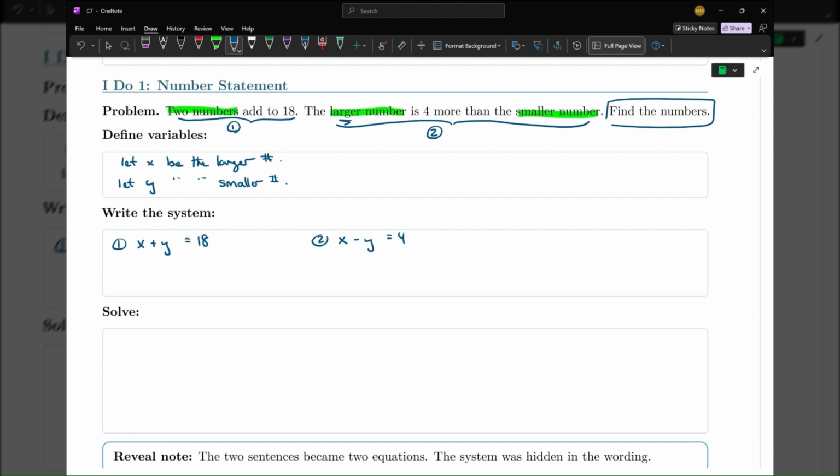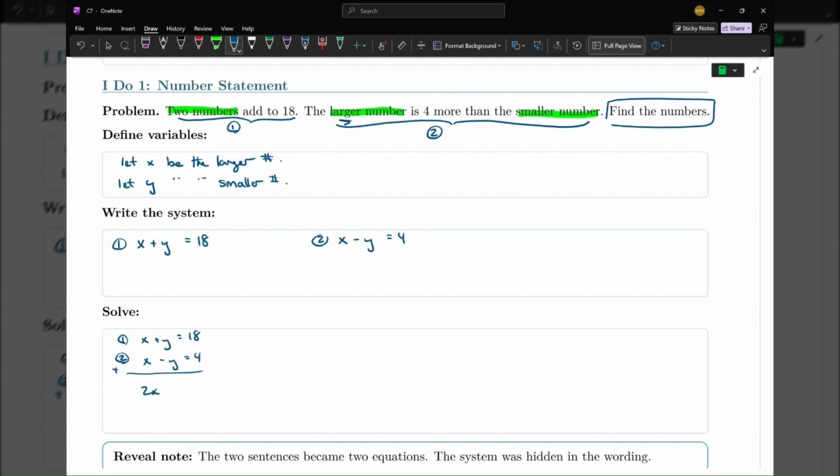So for me, this is a really easy system. Elimination or substitution is good. This is prototypical elimination though, right? So to solve it, I'm just going to put equations 1 and 2 on top of each other. Equation 1 again was x plus y is 18. Equation 2 is x minus y is 4. And then I'm just going to add those two equations up.